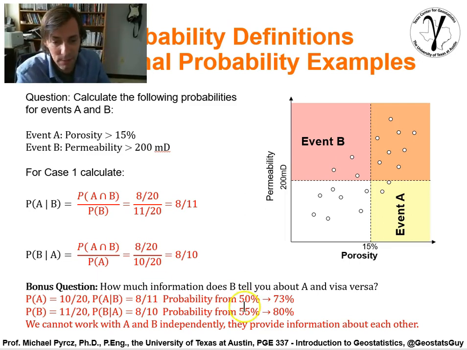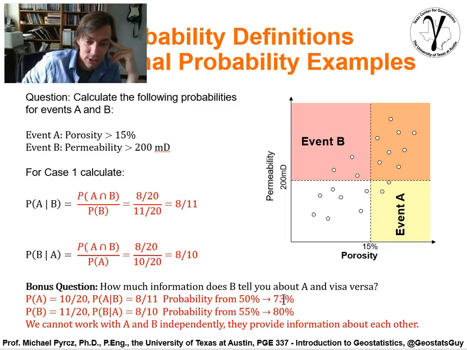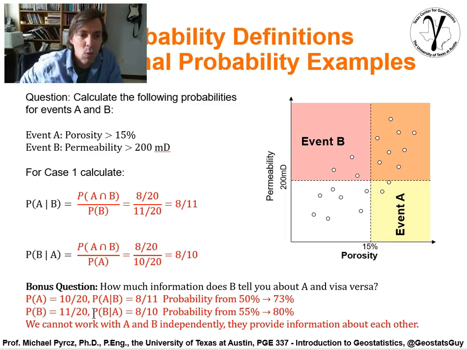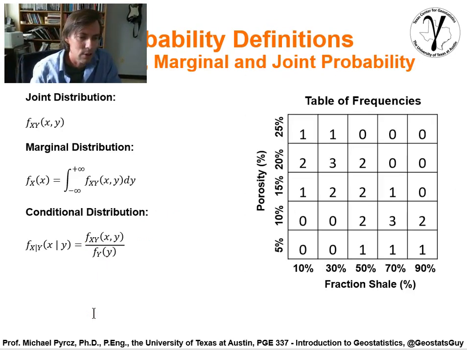And so the probability from just A alone was 50%. As soon as you added in given B, the probability of A occurring jumped up to 73%. It's telling us that they share information. You can't work with A and B independently. They provide information about each other. And here's the opposite case here. And so that would be one way to show how much B tells you about A and A tells you about B.